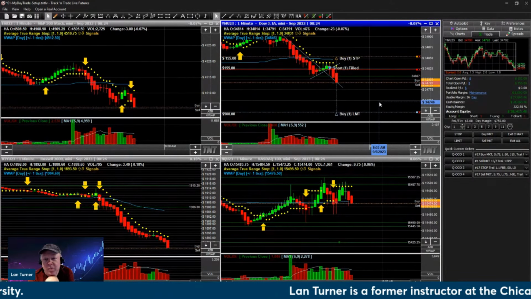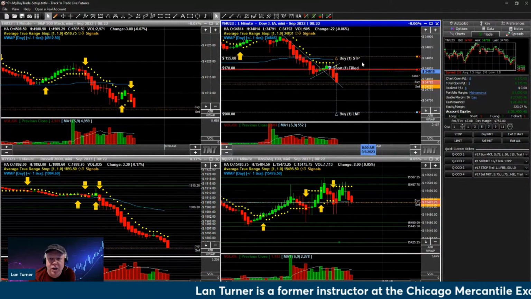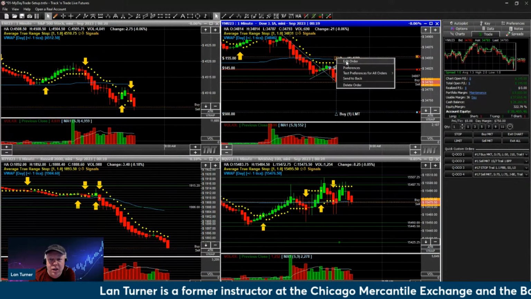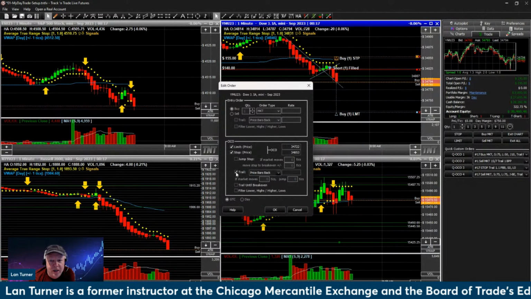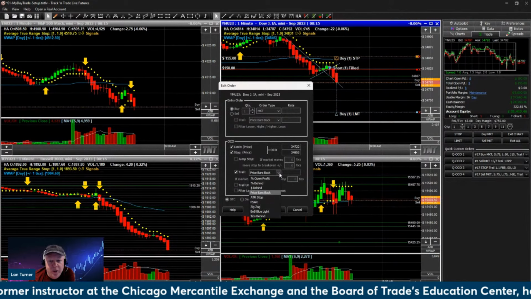So we'll get a little bit of money in here. What we're going to do is I'm going to come in here now and I'm going to start trailing. I'm going to trail down. We can trail one price bar back, or we can trail on the ATR.